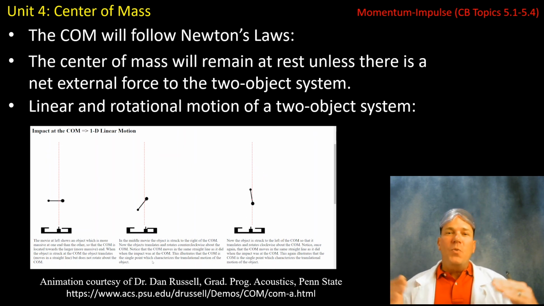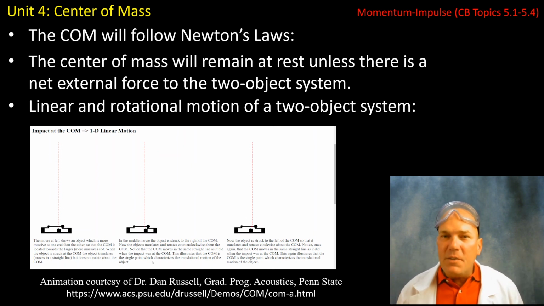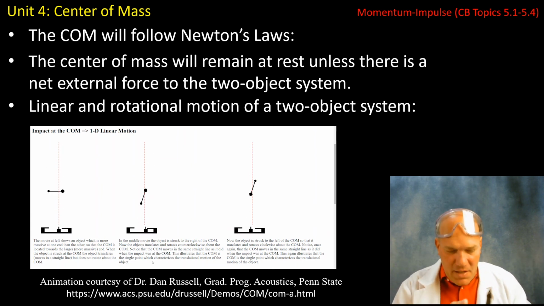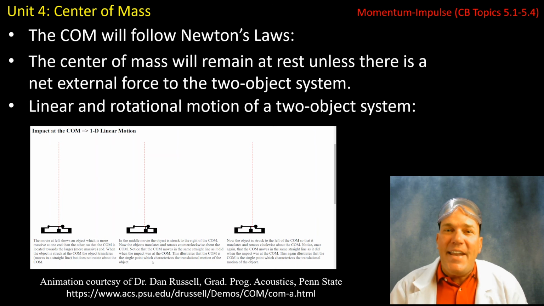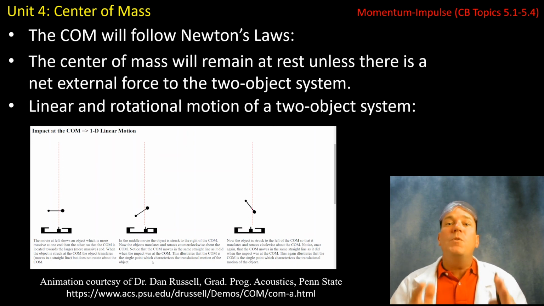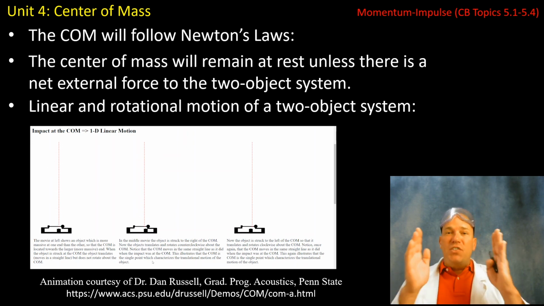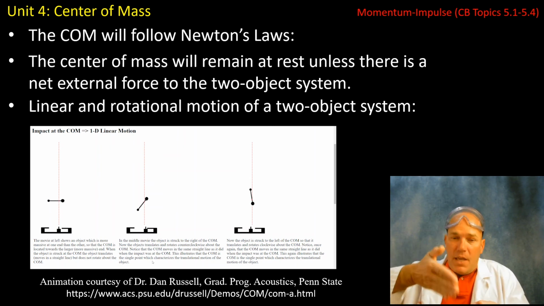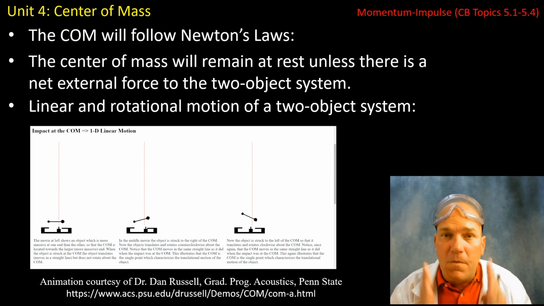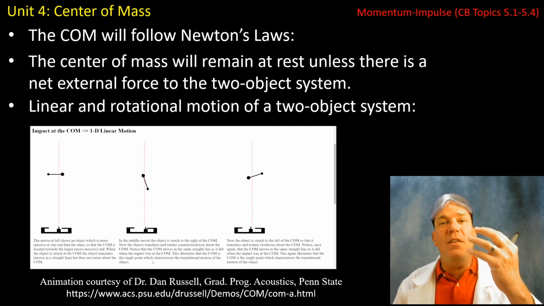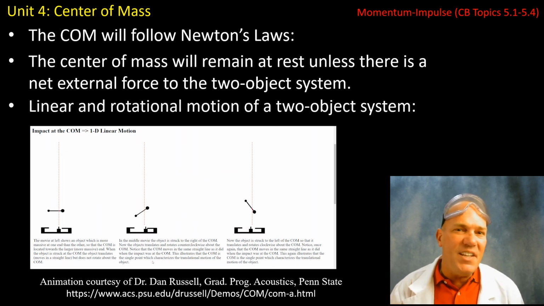So anytime we have a system or an object that is struck at its center of mass, the location that you now know how to calculate, that object will move off in a straight line, whether that's a straight left to right or, as this animation shows, a vertical line. It will not rotate. It will follow translational or linear motion.